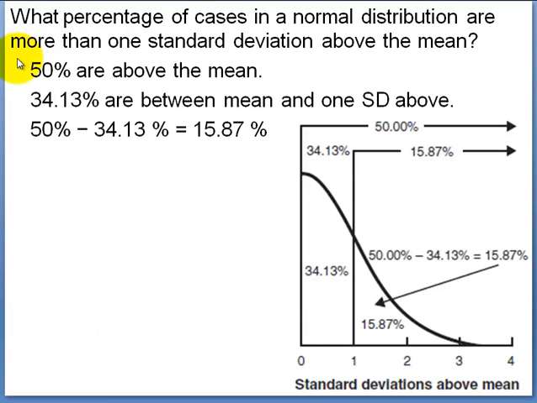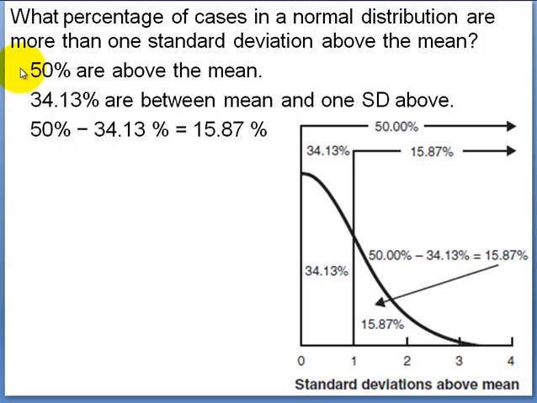Well, the kinds of problems that we've been doing so far have had to do with cases that are within some given standard deviation range of the mean. But we can do the opposite kind of problems also, which is to figure out the percentages of cases that are more than some standard deviation amount above the mean. So for instance, what percentage of cases in a normal distribution are more than one standard deviation above the mean? What's the logic for working out the solution to this question?